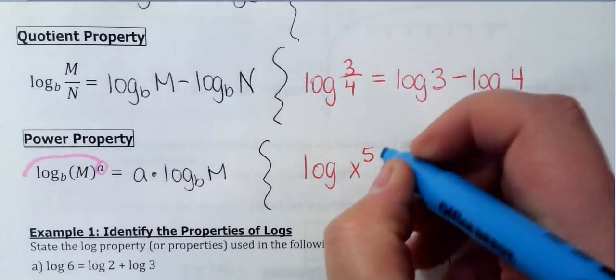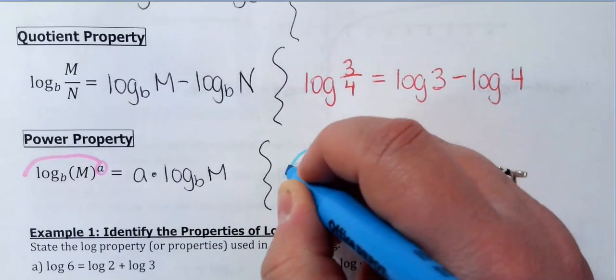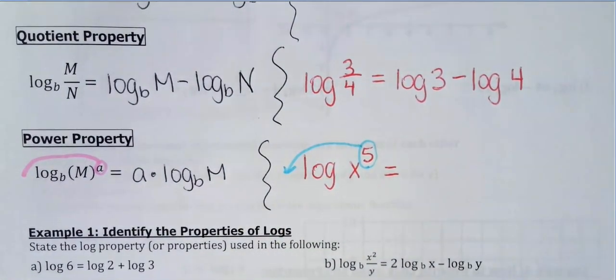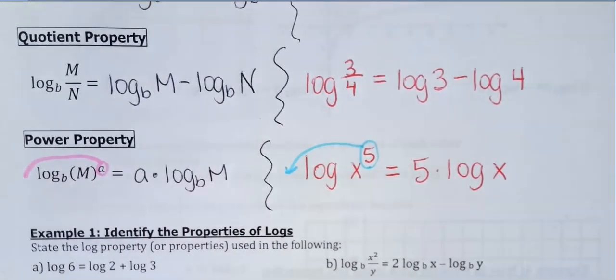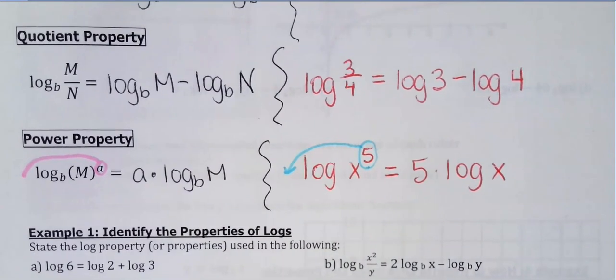Just take that exponent and it can come down in front, and you could rewrite that as 5 times the log of x. So that's going to be your power property. Just these 3. Multiplication splits apart into addition, division splits apart into subtraction, and if you have a power on something you're taking the log of, just put that in front of the logarithm.